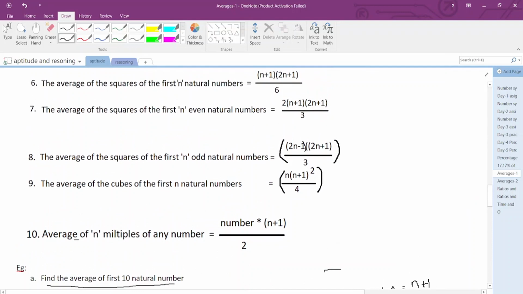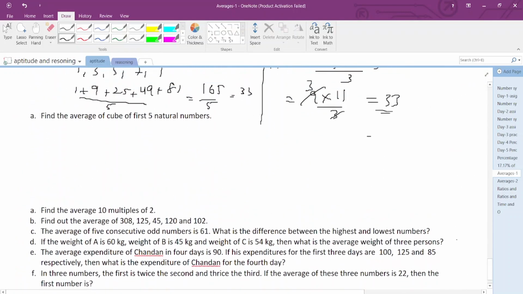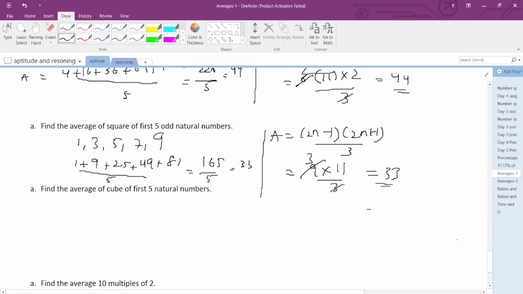Okay. So the next, ninth model, is the average of cubes of the first 10 natural numbers. We know from arithmetic progressions that the sum of cubes of the first n natural numbers is n into n plus 1 whole square by 4. How will we solve this one? Let's talk about the first 5 natural numbers: 1, 2, 3, 4 and 5. Cubes: 1 cube is 1, 2 cube is 8, 3 cube is 27, 4 cube is 64 and 5 cube is 125. So the total number of items is 5, and we will do the average in this way.